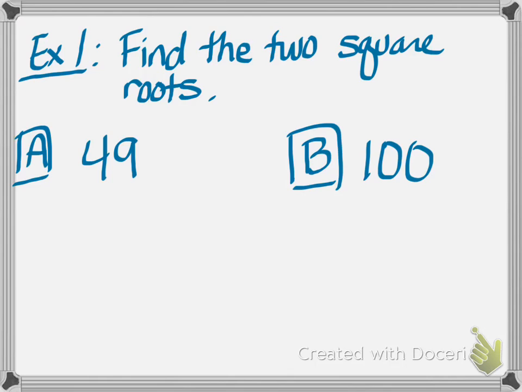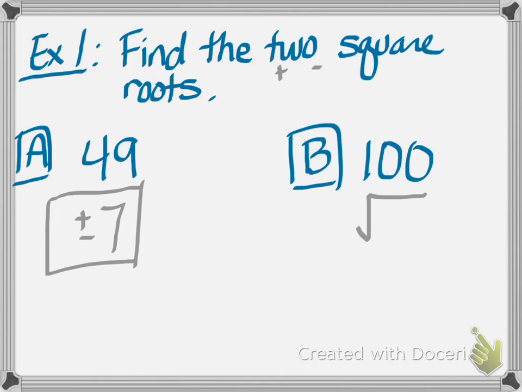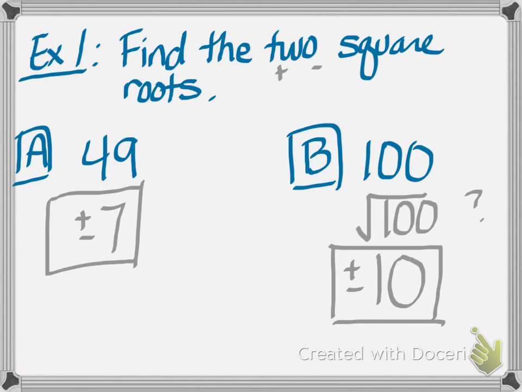So let's find the two square roots. Two square roots, meaning one of them is positive and one of them is negative. 49, what number multiplied by itself gets me 49? That would be 7. It could be positive 7 times 7, or it could be negative 7 times negative 7. So the answer is plus or minus 7. For 100, what's the square root of 100? That's what you're asking yourself. It is 10, could be positive 10 or negative 10. The answer is plus or minus 10.